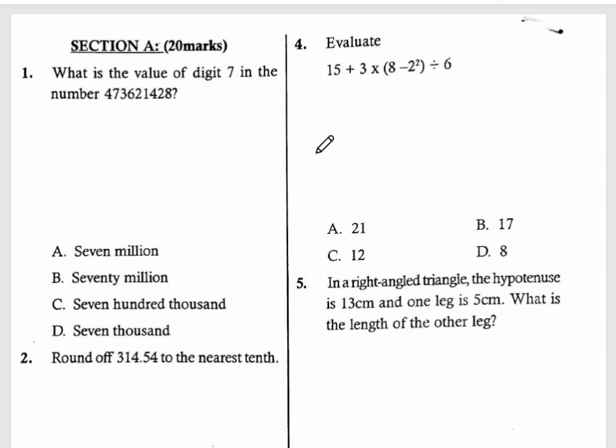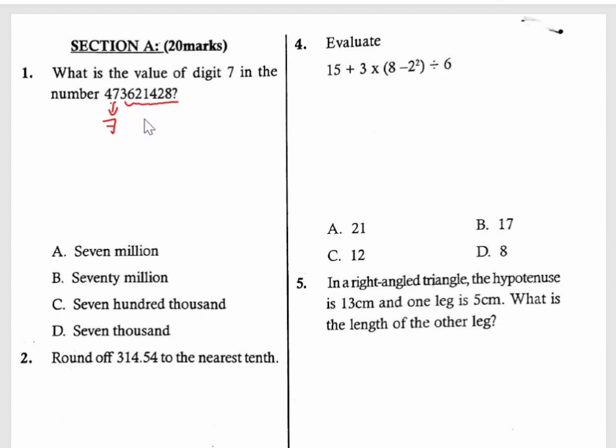Number 1 reads, what is the value of digit 7 in the number? So this is the number, so they're asking the value. When you hear the word value, this is asking the total value. So they're asking the total value of digit 7 in this number. So how do you get the total value? The easy way is to drop the 7. The 7 is here, you drop it, and then the rest of the numbers you replace with 0.